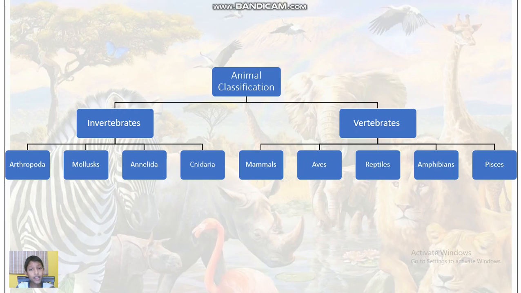So to summarize our overall lesson, we can take animal classification and divide it into two groups as invertebrates and vertebrates. Invertebrates can be divided into four groups as Arthropoda, Mollusca, Annelida, and Cnidaria. Vertebrates can be divided into five groups as mammals, aves, reptiles, amphibians, and Pisces.